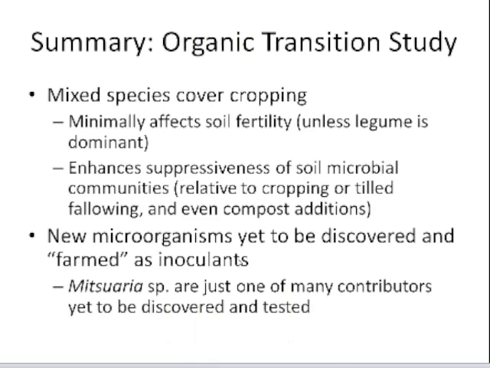So in summary, the mixed species cover cropping showed that there was minimal effects of the plants on soil fertility relative to the other ways one could treat the soil that include till fallowing, which is another way that people use to try to bring down the weed seed bank before they go into certified organic production. And that the mixed hay cover cropping enhanced suppressiveness of soil microbial communities relative to the other transitional treatments. And even the improvements of the compost additions did not affect the soil suppressiveness in this particular field test.